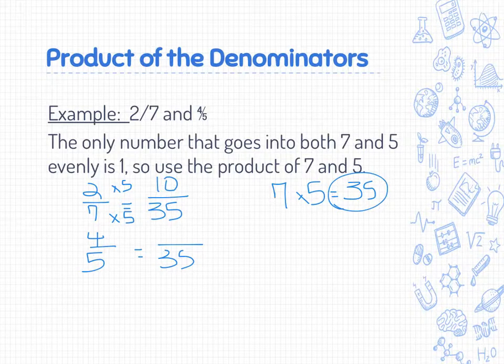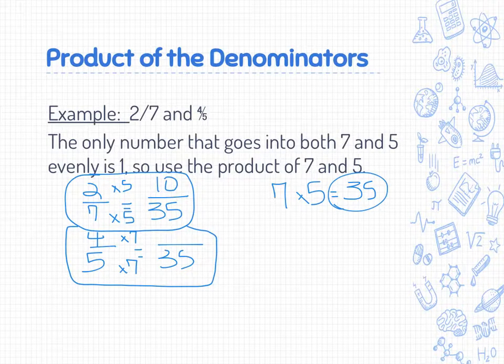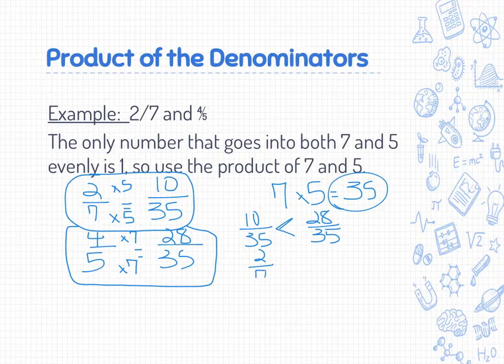Since we multiply 5 by 7 to get 35, we would multiply 4 by 7. Whatever you do to the bottom, you have to do to the top. Note, though, what I do to this fraction and what I do to this fraction are two separate things, so you address them separately. 4 times 7 is 28, and here we can see that 10/35 is less than 28/35. So their equivalent fractions, 2/7 is going to be less than 4/5.